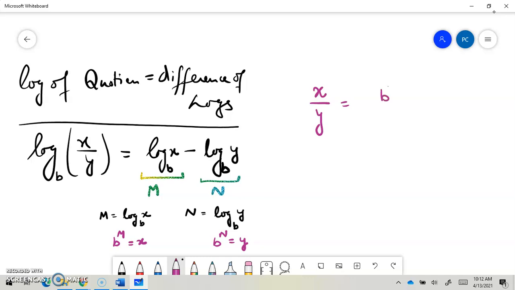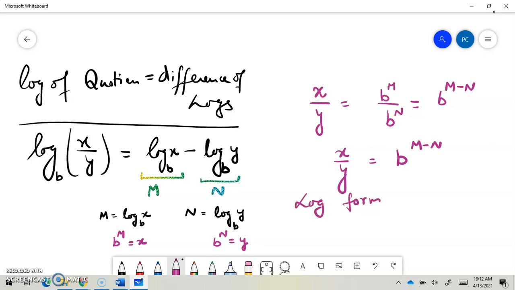Now, what if we have to find x by y? That would be b raised to power m divided by b raised to power n. We have rules of exponents which state that if we are dividing two numbers with the same base, then the exponents get subtracted. That is the rule of exponents, right? So x by y is equal to b raised to power m minus n. Now, this exponential equation can be written back into log form. The base is b. So log of x by y with the base b is equal to the exponent m minus n.